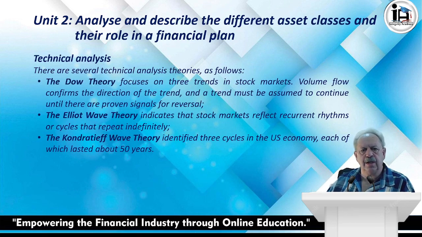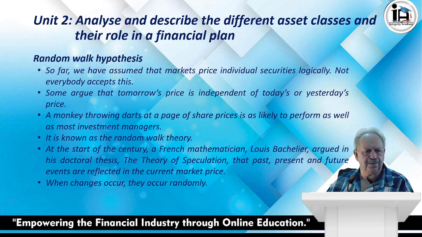There are several technical analysis theories which are as follows. The first one is the Dow theory, which focuses on three trends in the stock market. Volume flow confirms the direction of the trend, and the trend must be assumed to continue until there are proven signals for its reversal. Then you get the Elliott wave theory, which indicates that stock markets reflect recurrent rhythms or cycles that repeat indefinitely. And then you get the Kondratiev wave theory. It identifies three cycles in the US economy, each of which lasts about 50 years.